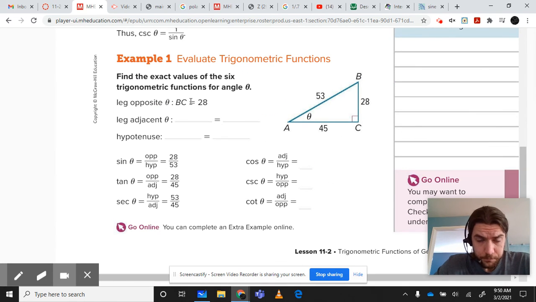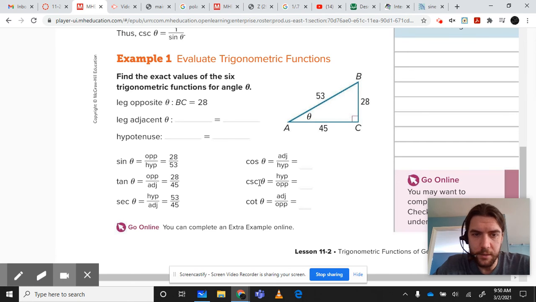So here, let's fill out what they want for example 1. Sine is opposite over hypotenuse, tangent is opposite over adjacent, TOA, and cosine is CAH, adjacent over hypotenuse. So they want us to fill those in. From this angle, the opposite would be 28, the adjacent would be 45, and the hypotenuse is 53. So cosine, adjacent over hypotenuse, would be 45 over 53.